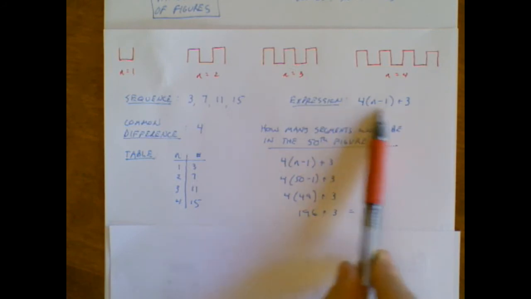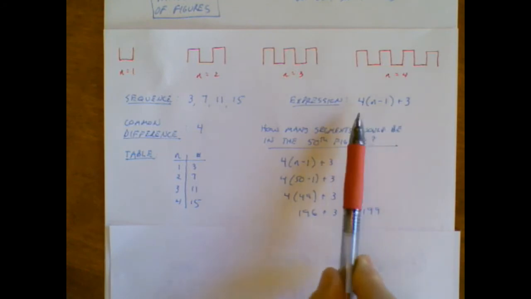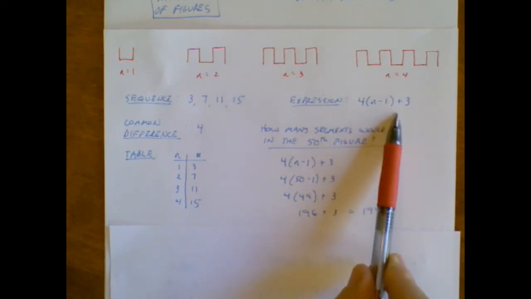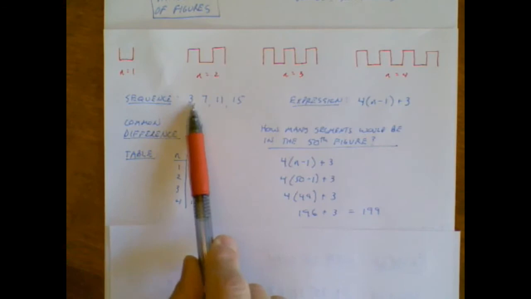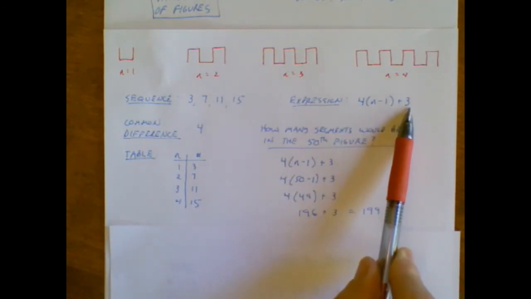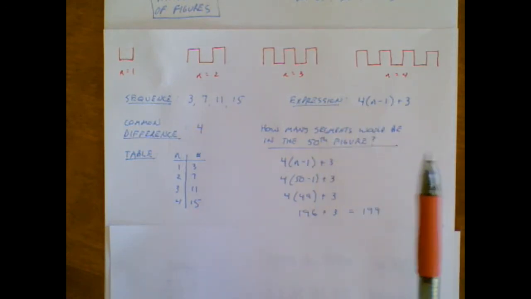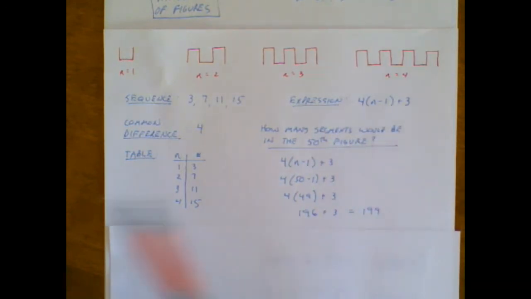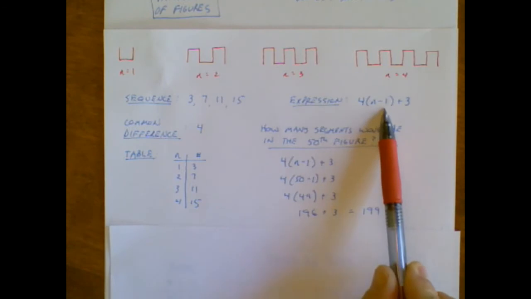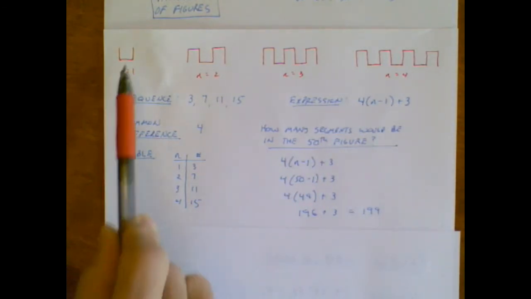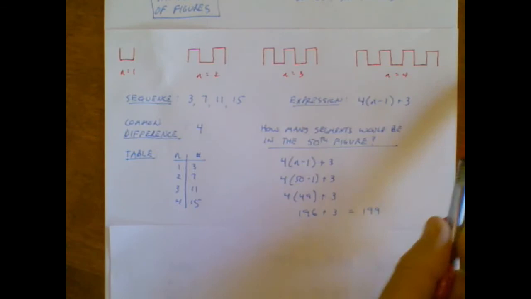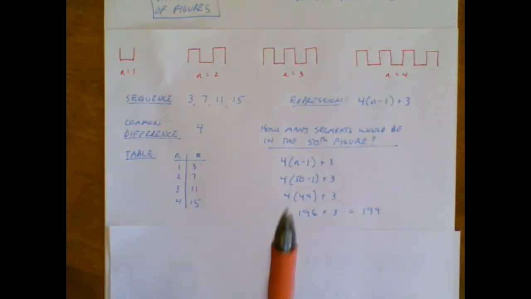Now remember, as always, there's different expressions that you could write that are also correct, but this is probably the easiest one to do. The first term is always the plus. The common difference is always the multiplier by the n minus 1. But realize you can go a different way. And then once you have that expression, if I did 50 of these figures, which would take an awful lot of time, how many segments would be necessary for the 50th figure?